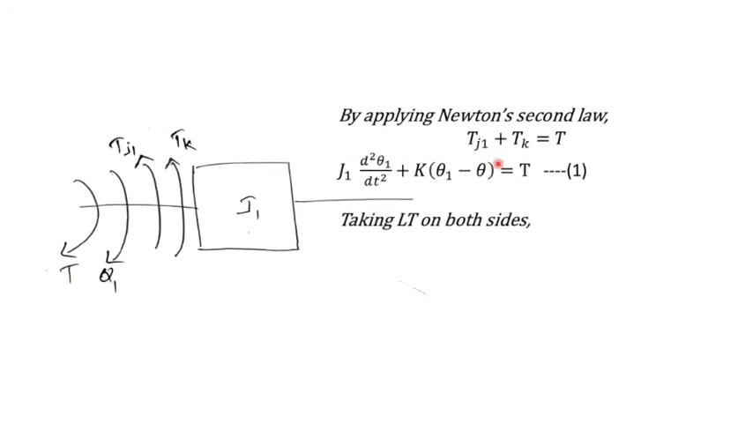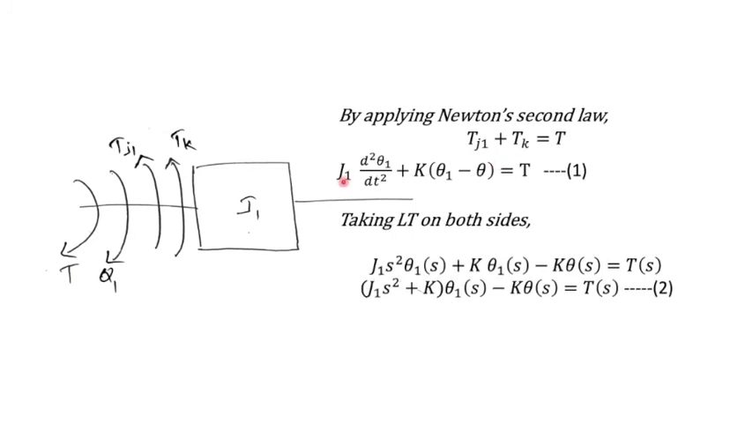Let us take the Laplace transform on both sides. You can see d square theta 1 by dt square becomes s square theta 1 of s, and theta 1 becomes theta 1 of s. Also theta becomes theta of s, T becomes T of s. Rearranging, we can write it in a better way, given by equation number 2.